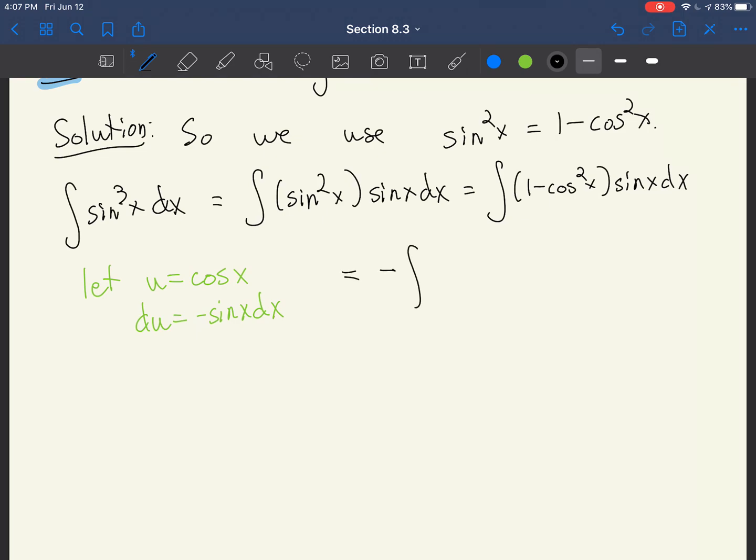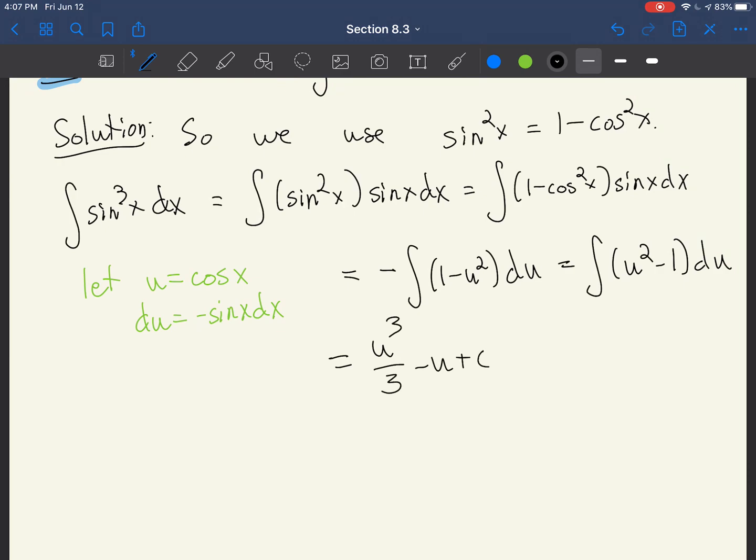So our integral becomes negative integral of 1 minus u squared du, which we can throw that negative sign in, and that's 1 minus, no, I didn't actually throw it in. That would be u squared minus 1 du. Integrate this, you have u cubed over 3 minus u plus c, which is cosine cubed x over 3 minus cosine x plus c.